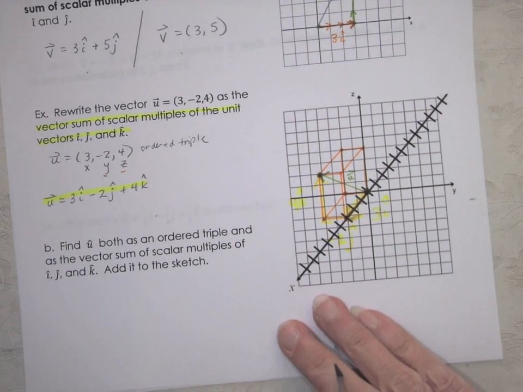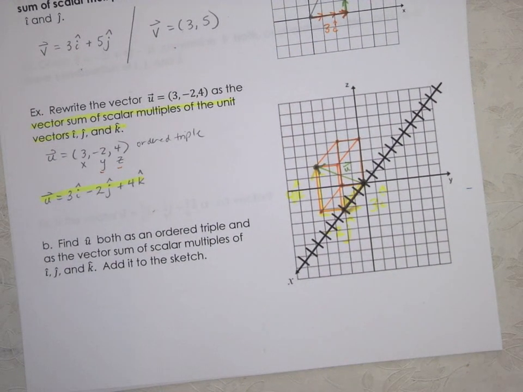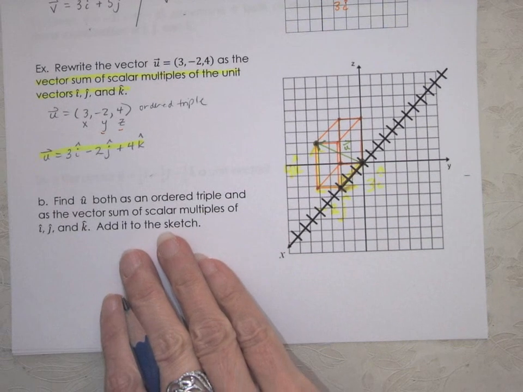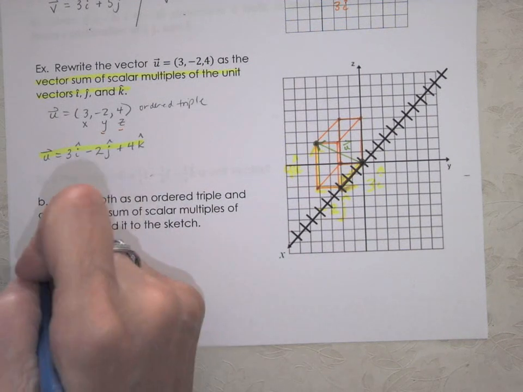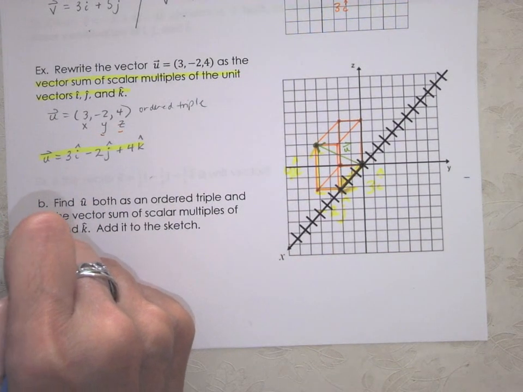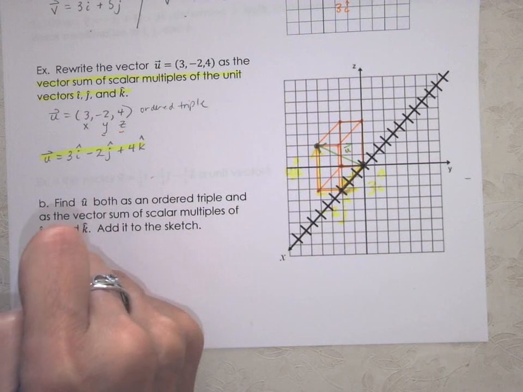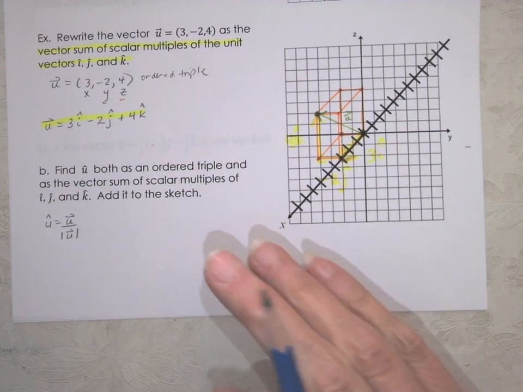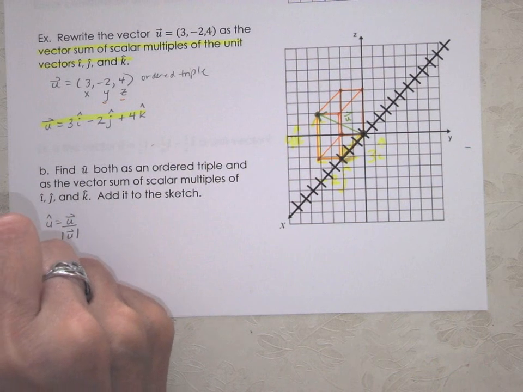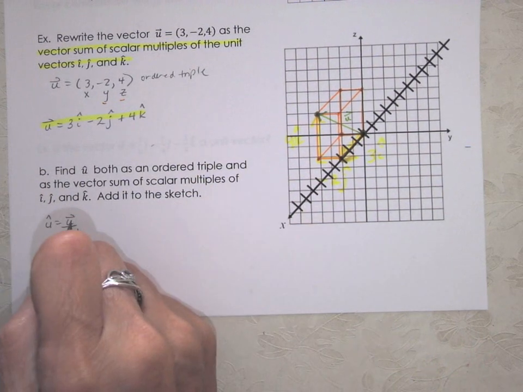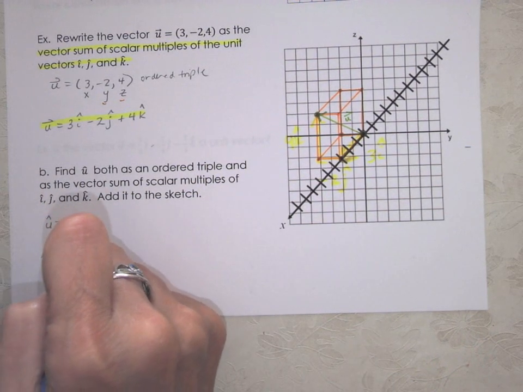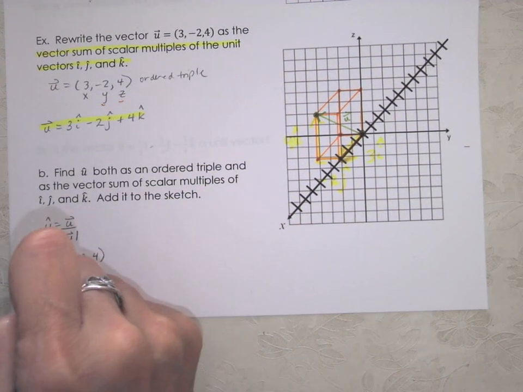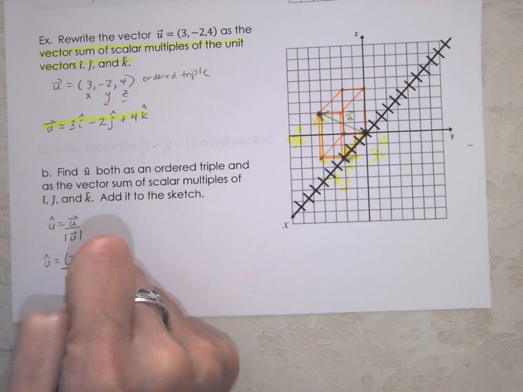Part B says find u hat both as an ordered triple and as the vector sum of scalar multiples of i hat, j hat, and k hat, and add it to the sketch. So u hat, by definition, is going to be vector u divided by the magnitude of vector u. That's the formula for a unit vector. So I'm going to start off with the ordered triple for u, which is 3, -2, 4. And then we also need to find the magnitude of vector u.